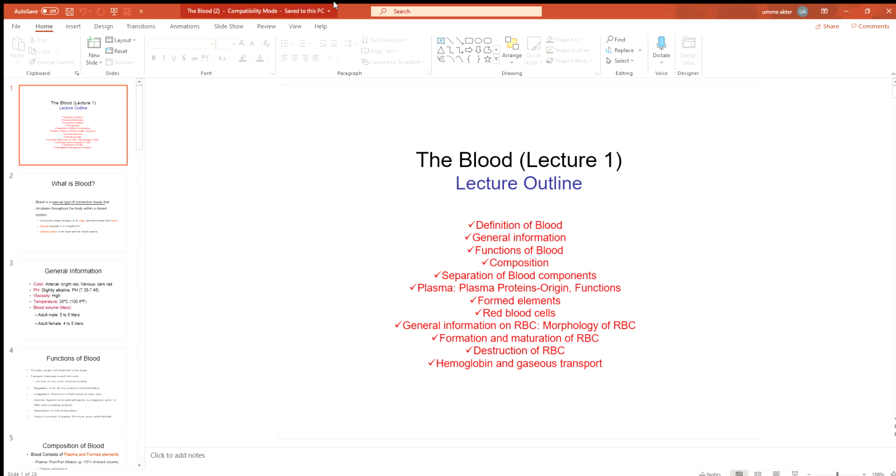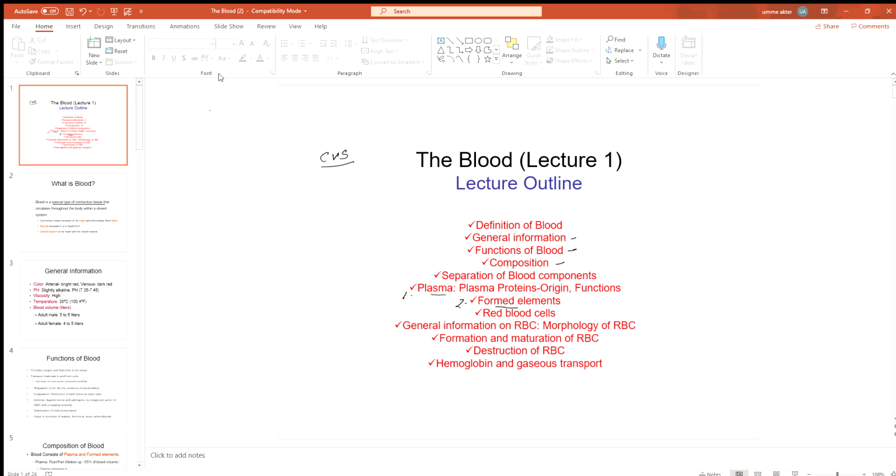Hello everybody, we'll talk about the blood. Blood is a part of your cardiovascular system. We'll talk about the definition of the blood, general characteristics of the blood, functions of the blood, composition of the blood, and two components of blood are plasma, which is the liquid part, and the formed elements. So these are two components of the blood.